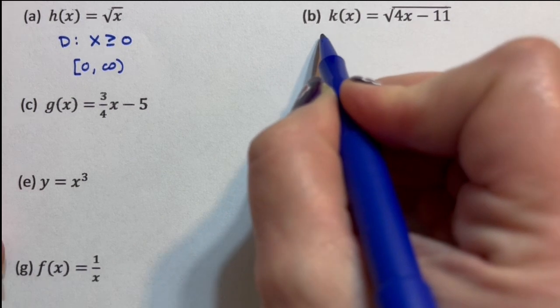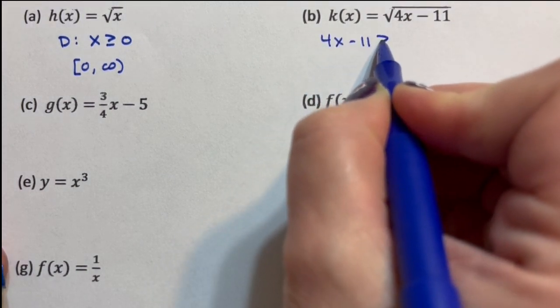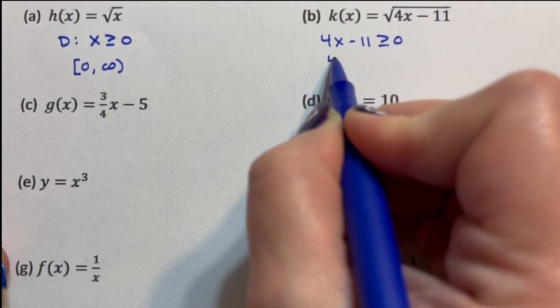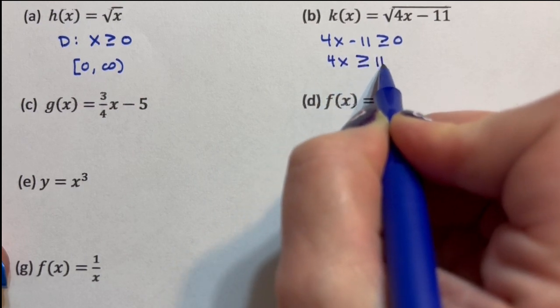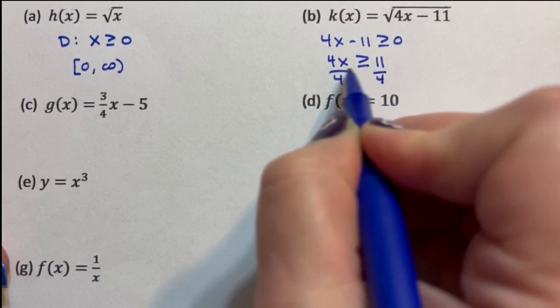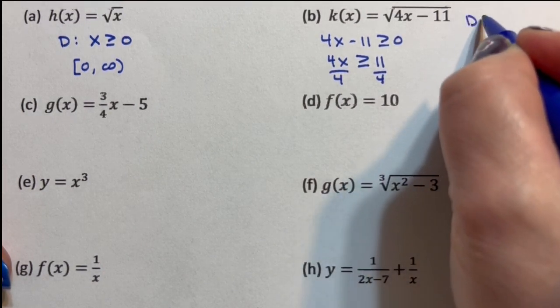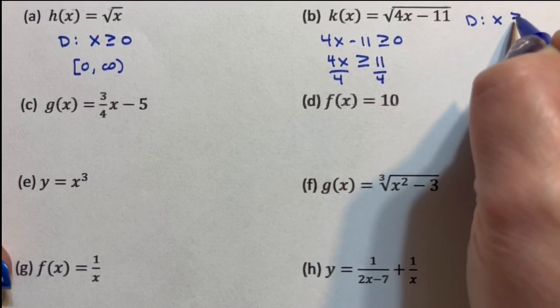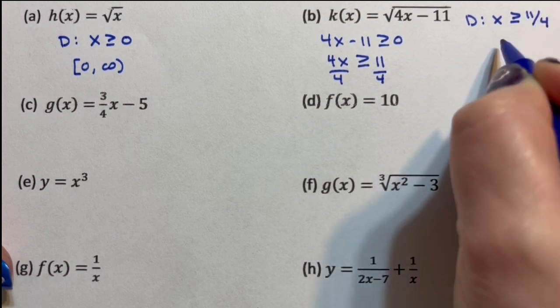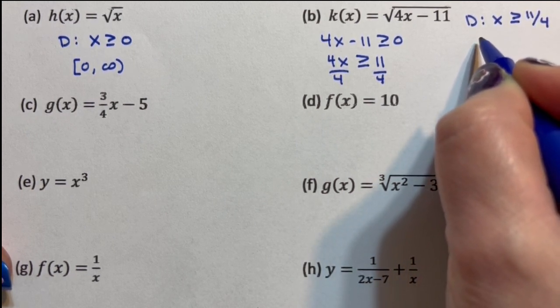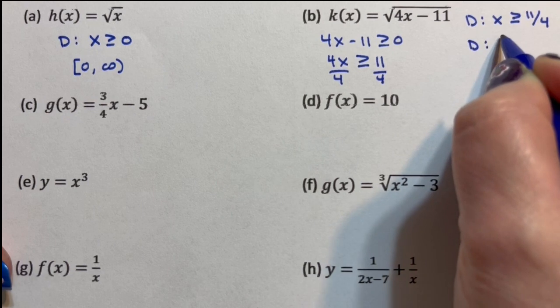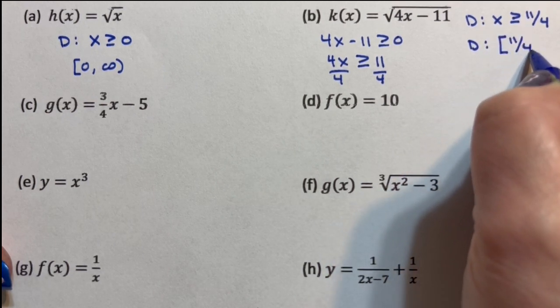For the second one, we just take 4x minus 11 is greater than or equal to 0. 4x is greater than or equal to 11, divide by 4. It's positive, so we don't flip that inequality sign. So the domain is x is greater than or equal to 11 fourths. Or we could say that the domain is 11 fourths to infinity.